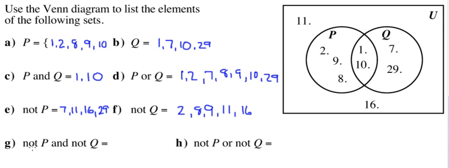Not P and not Q. So not in this circle and not in the Q circle either. That doesn't leave much. That only leaves 11 and 16. Because this one means not in either circle.